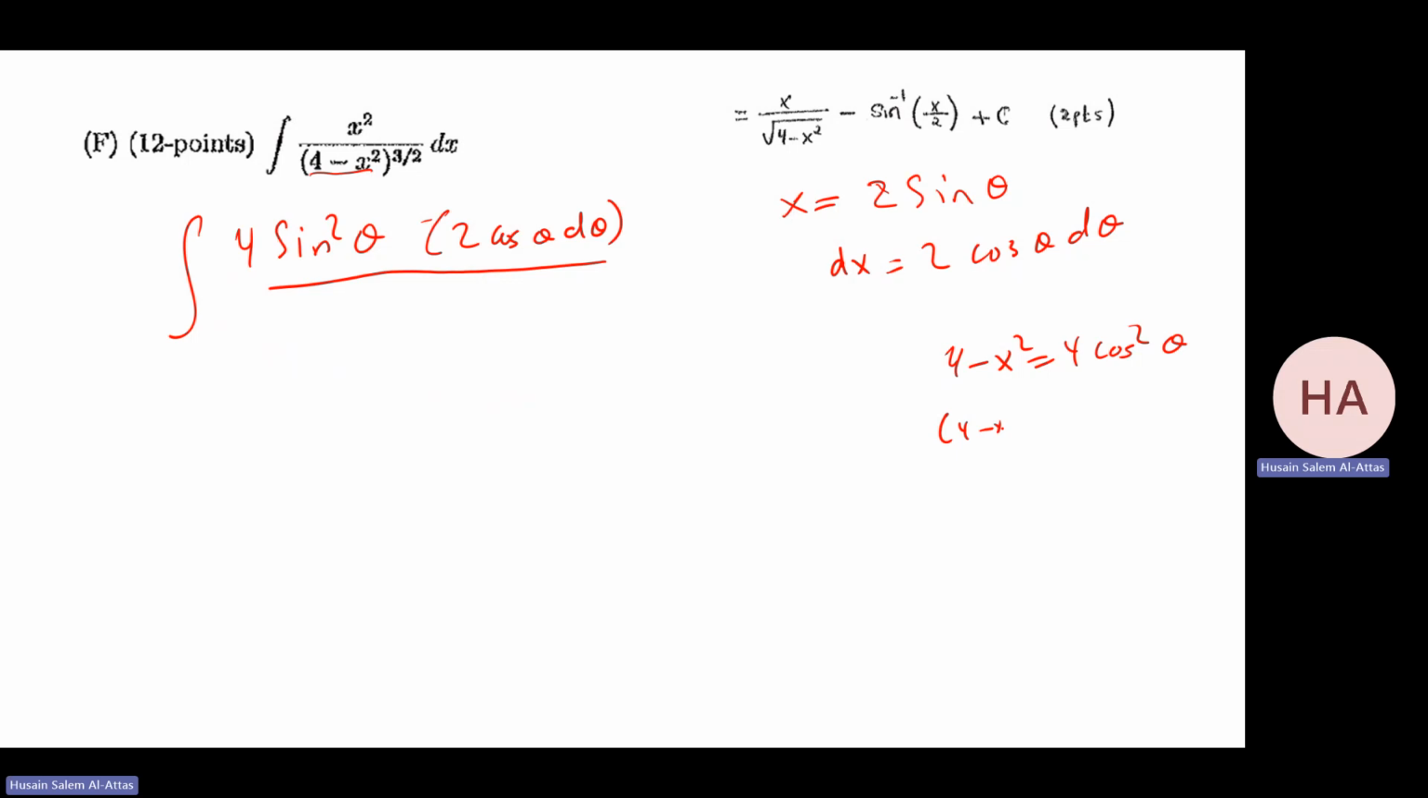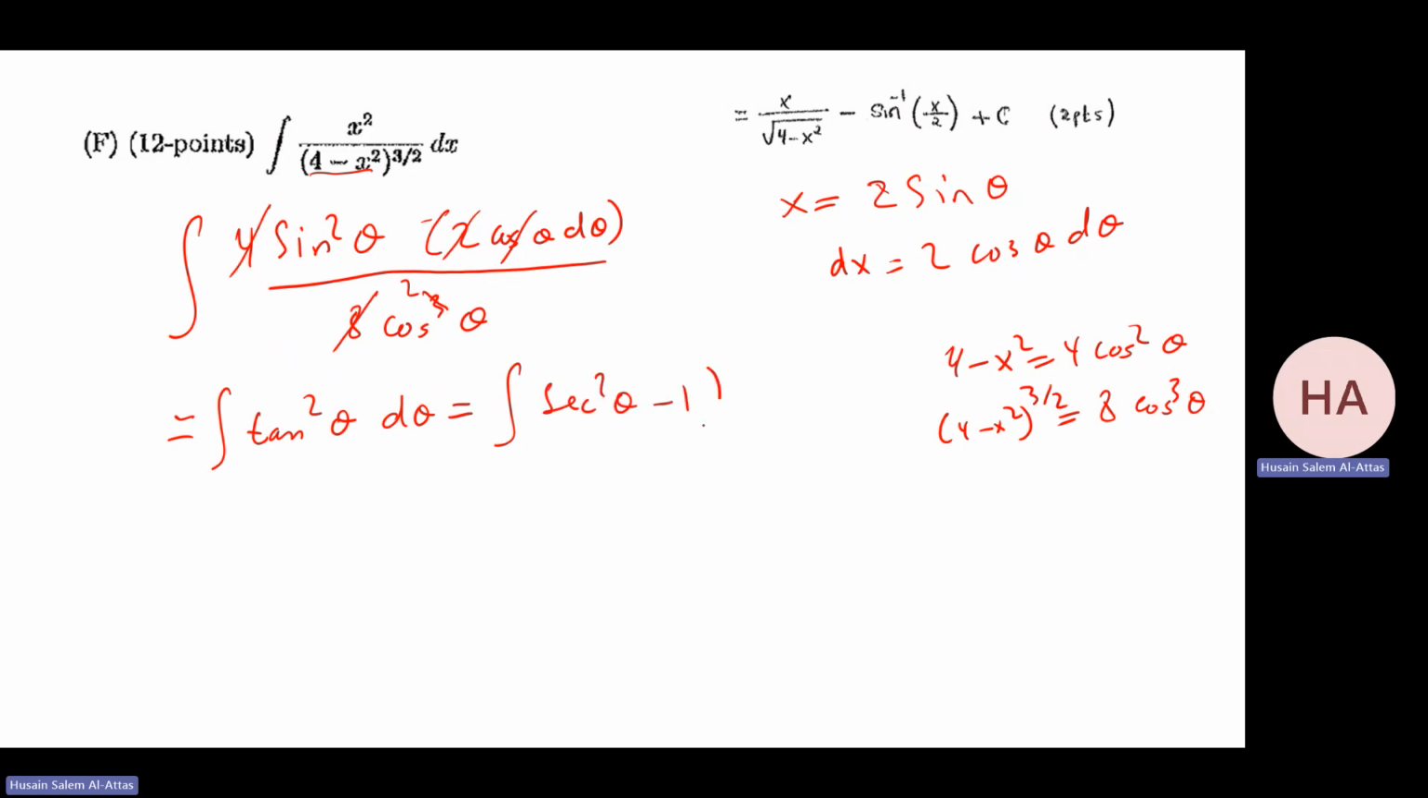So it will be 4 minus x squared to the power 3 over 2. That will be 8. Square root of 4 is 2 cubed, 8 cosine cubed, over 8 cosine cubed theta. So this is cancelled with this. Cosine, I have 2. So it is sine square over cosine square. That will be tan square theta d theta. And that is, I know 1 plus tan square is secant. That will be secant square theta minus 1 d theta, which is tan theta minus theta plus c.